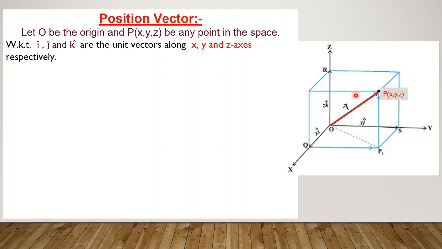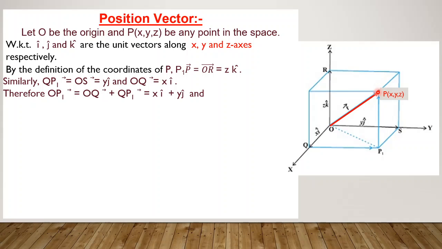Then the position vector of P is OP. So here we know that i, j, and k are the unit vectors. Correct? Any doubt in this? In the previous slide we have studied it. So here i, j, k are unit vectors.